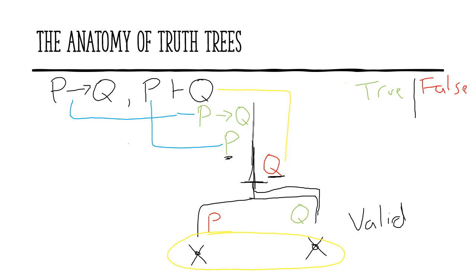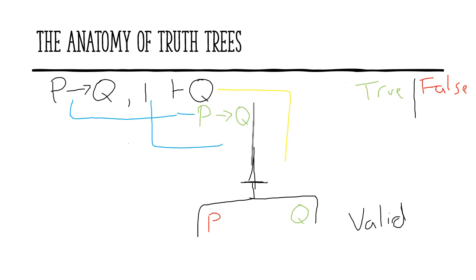Now let me change one of these premises and the conclusion. So we're going to change where these are. I'm going to make this Q. I'm going to make this one P. So now our premises are P arrow Q and Q. So I want to put a Q on the left and a P on the right. I'm going to erase those two.